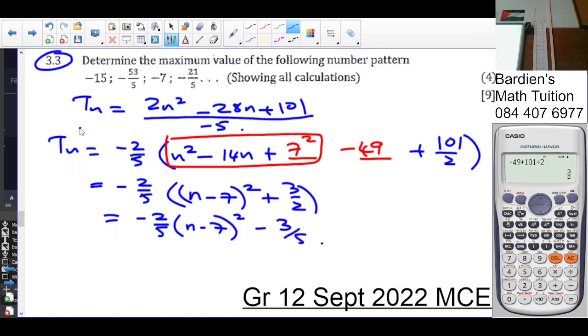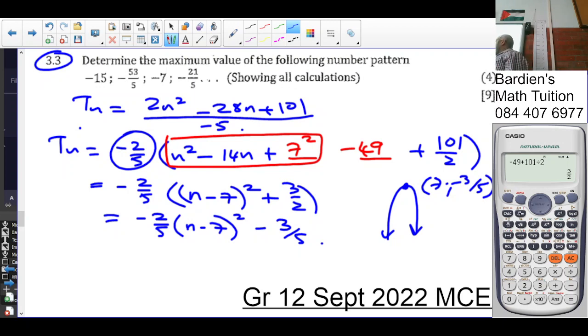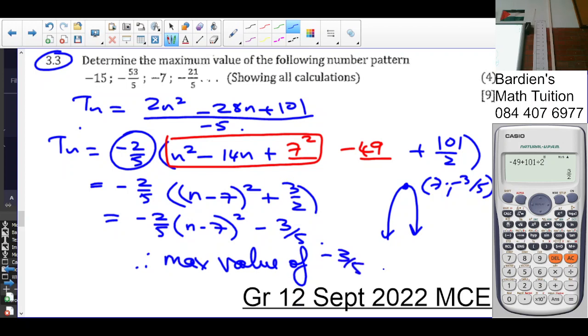okay? So coming back to the question, it says determine the maximum value. Why do you think they're asking the maximum? Because the graph is actually negative, so it has a maximum value. And the turning point of this is going to be 7 and negative 3 over 5. So in other words, the maximum value occurs at the n value of 7. The 7th term is the maximum value. But what is the maximum value? Therefore, it has a maximum value of negative 3 over 5.